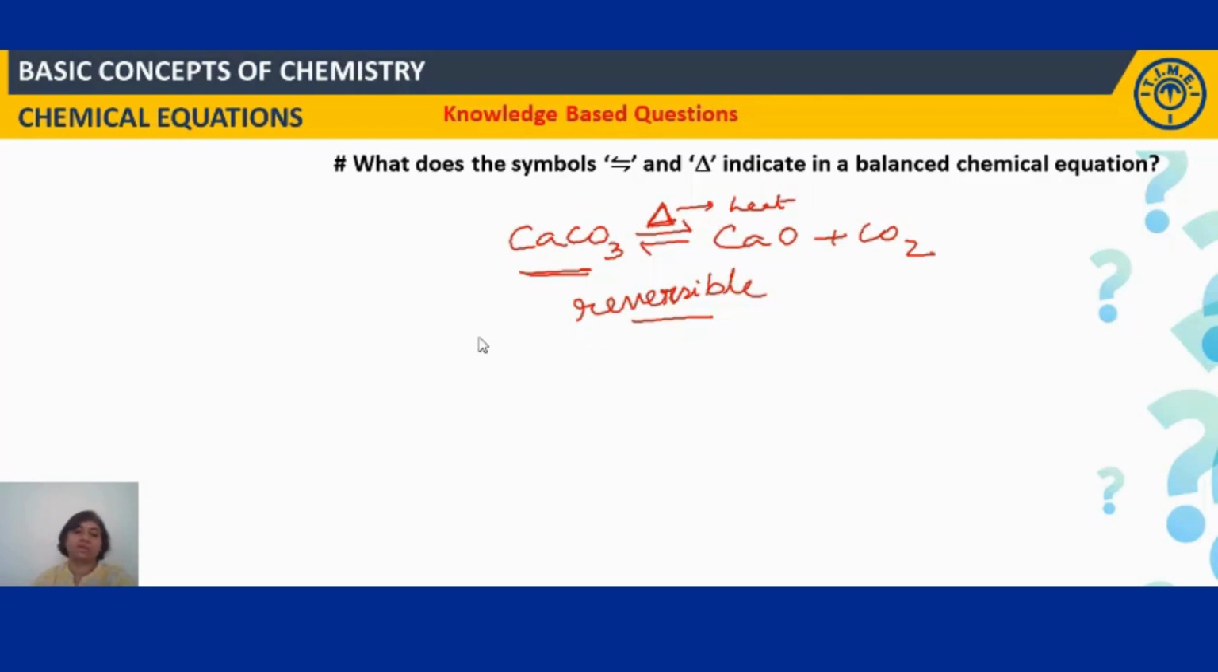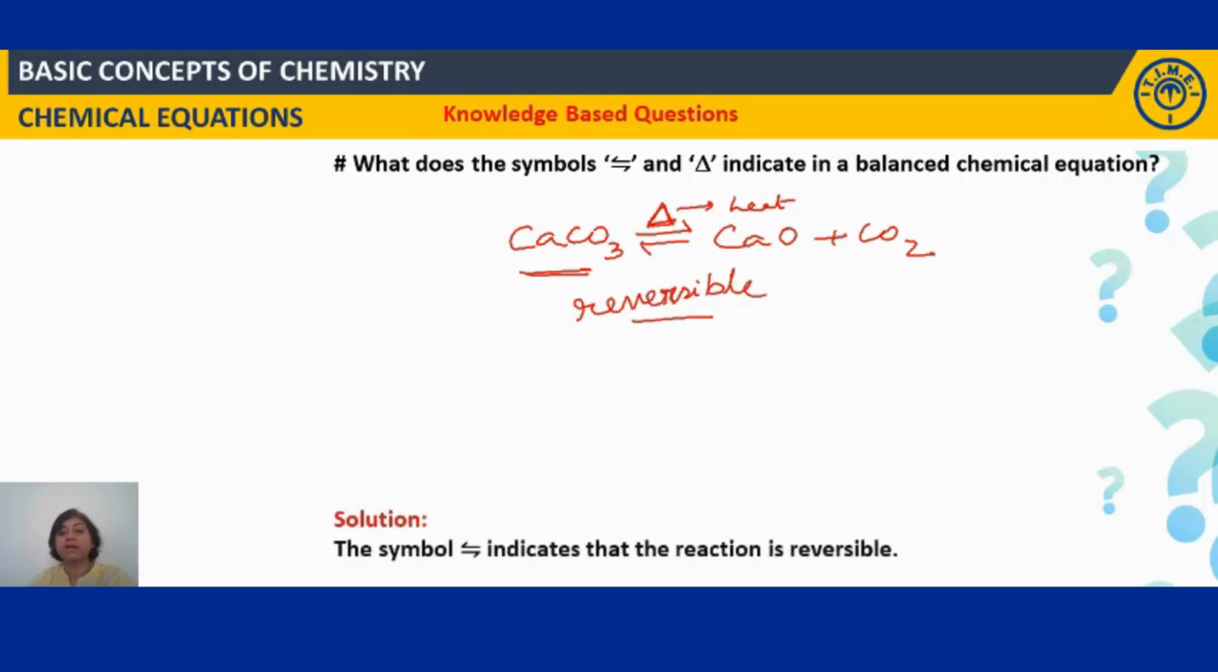Followed? Understood? Okay, let's check the solution and then we will move on to the next question. The solution is, the symbol double-headed arrow indicates the reaction is reversible and symbol delta represents heating. Fine? Okay. Now we'll move on to the next question.